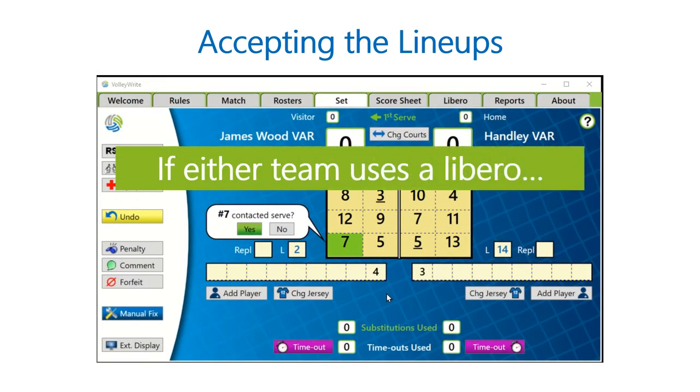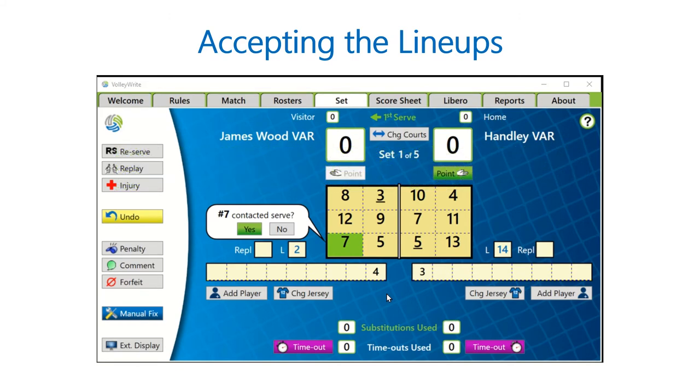For each side of the net, after the players are confirmed, the R2 allows the libero to enter the court. You enter a libero replacement by clicking on both player numbers involved, regardless of the order. And there's more information about this coming up.